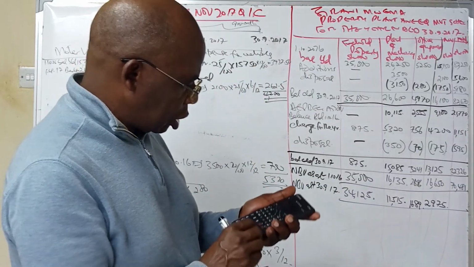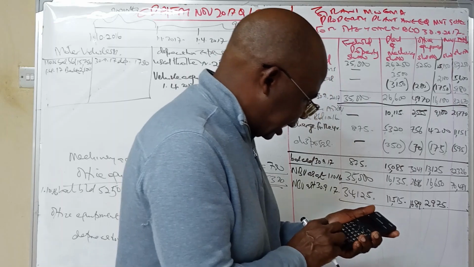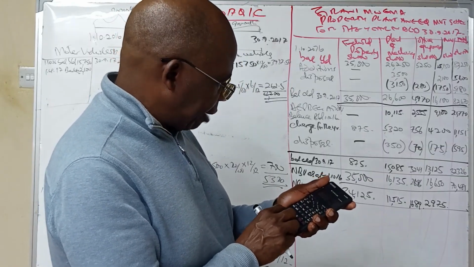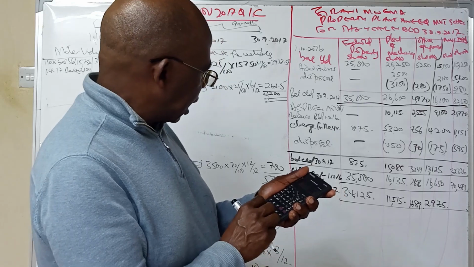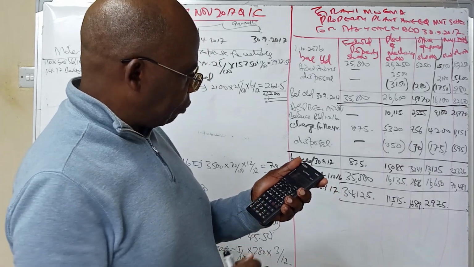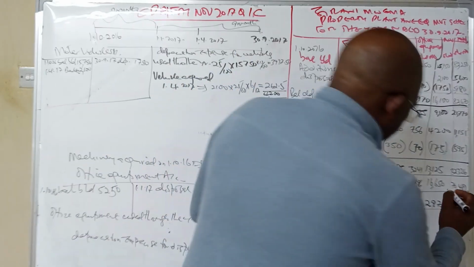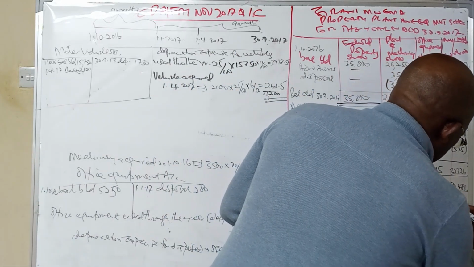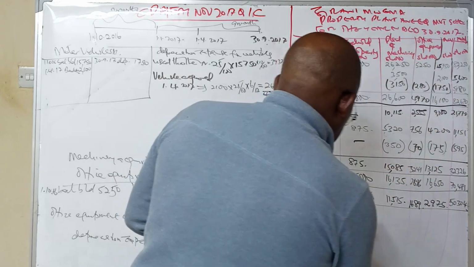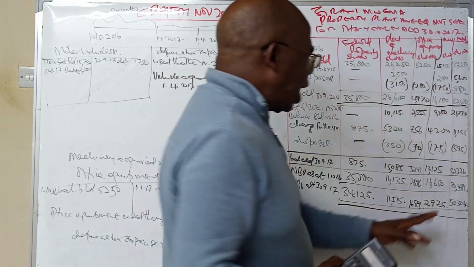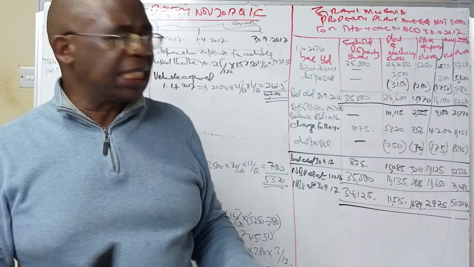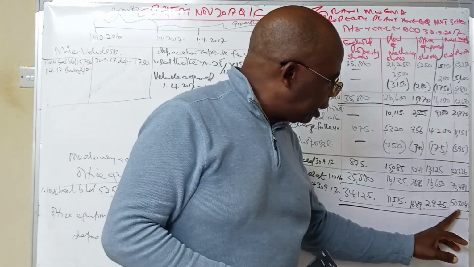We add all the net book values: 2975 plus 1689 plus 11515 plus 34125. We get an overall figure of 50,304. Closing balance of 50,304. And that gives you the net book value of all the property, plant, and equipment at the end of the year.